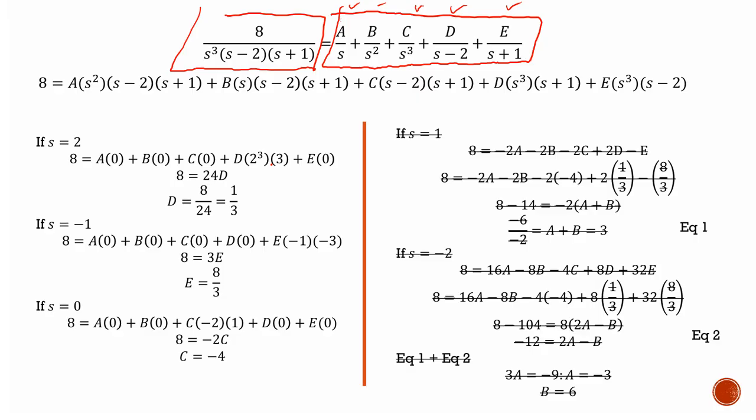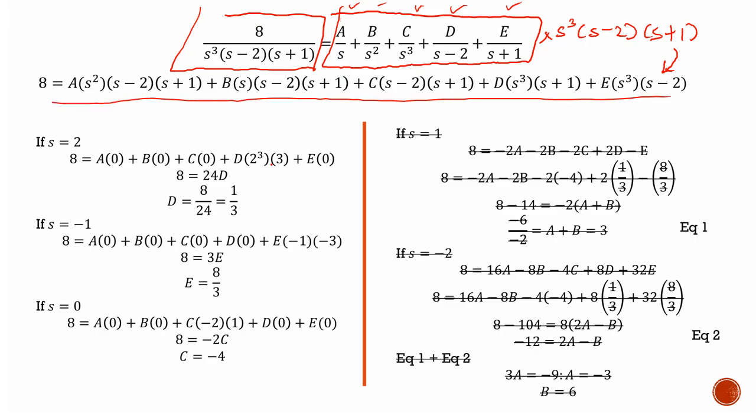Now we can multiply all of this with s to the power of 3, (s minus 2), (s plus 1). This will give a long equation as seen below. Now substituting the values of, let's say, s equals 2.